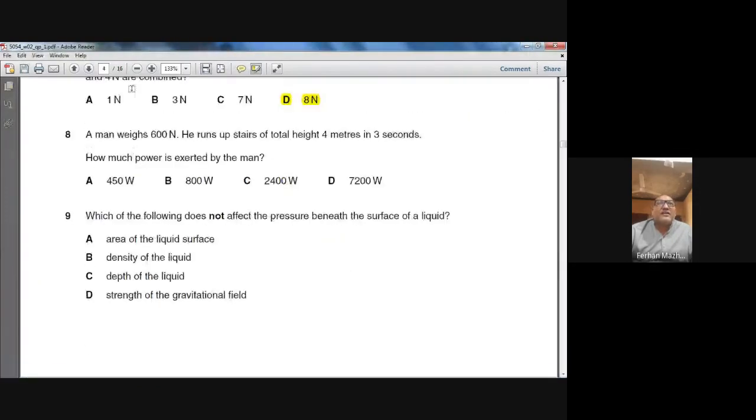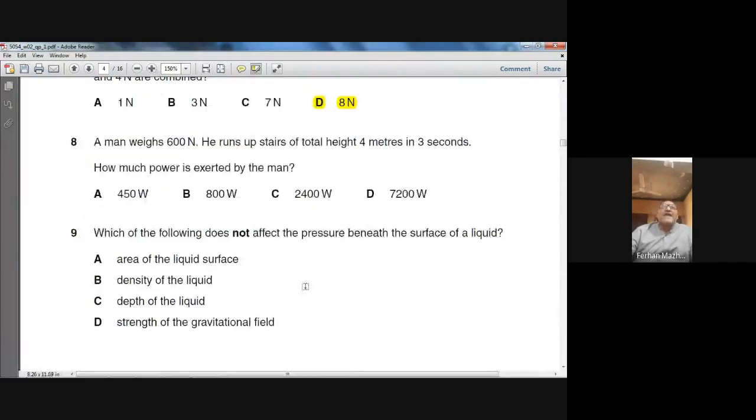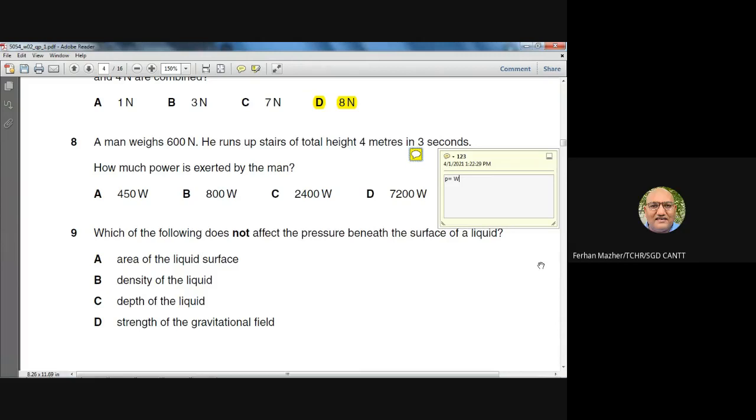The next question is, a man weighs 600 Newton. He runs upstairs of a total height 4 meters in 3 seconds. How much power is exerted by the man? The formula for power is work done divided by time. And when you go up, the work done is weight multiplied by height, and then you divide it by the time taken. So that is how you calculate it.